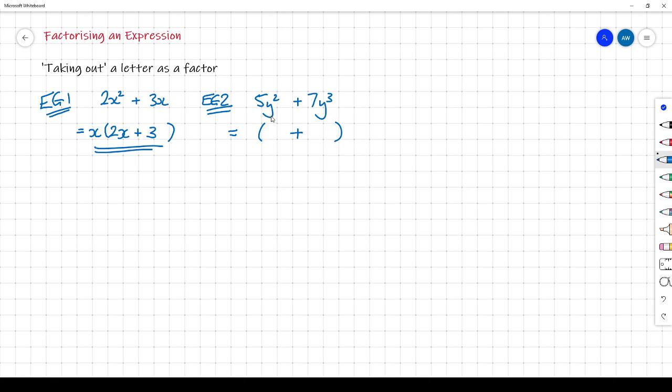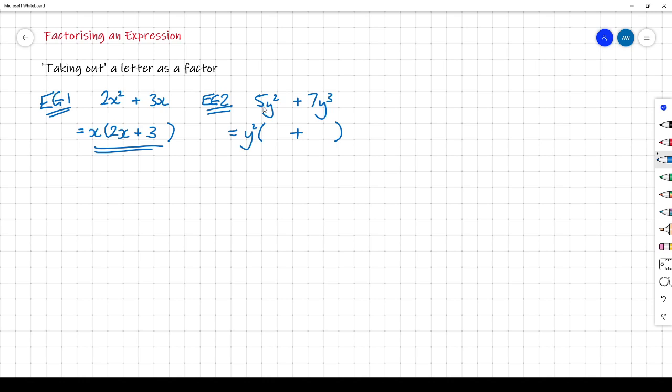We need to take out the highest factor. Remember, the highest common factor is what we were taking out before. So we need to take out the highest power of y that we can from every term, and the highest power of y that we can take out is y squared, because this term can give me y or y squared.